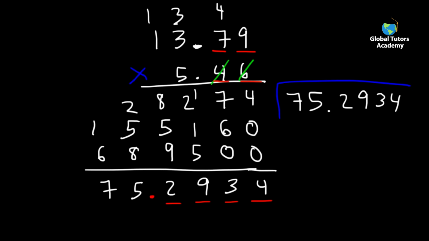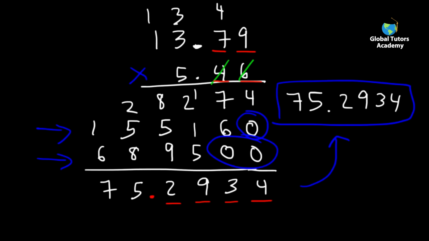So if you type it in, 13.79 times 5.46, this is indeed 75.2934. So now you know how to multiply 2 numbers that contain decimal numbers. Quick tip number 1. Every time you need to add a new line, don't forget to add a 0. If you're adding another line, then once you get to your third line, you're adding 2 zeros.